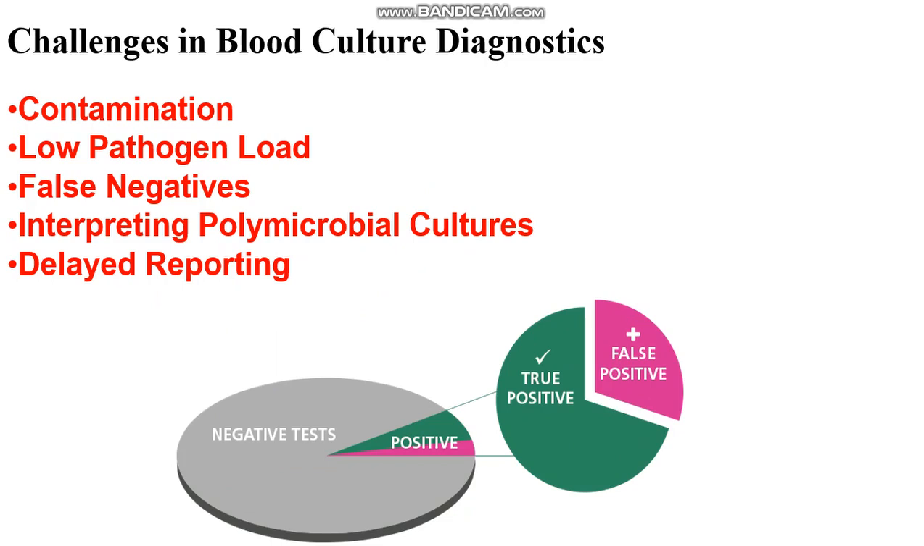Finally, delayed reporting due to the traditional culture process can impact treatment decisions. Advances in rapid diagnostic methods such as molecular assays offer hope for faster and more accurate results, reducing these delays. Understanding these challenges and how to address them is essential for improving the accuracy and efficiency of blood culture diagnostics.